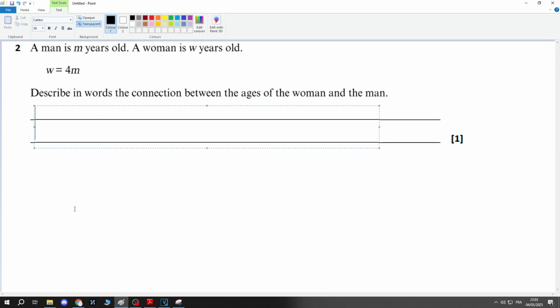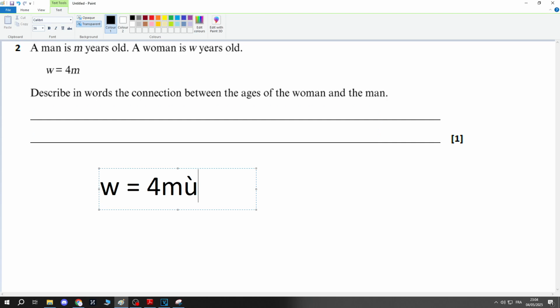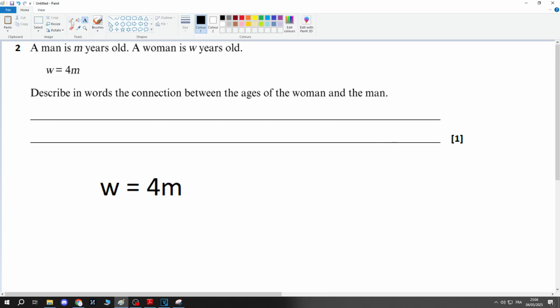So let's jump right into exercise 2, and it reads, a man is M years old, and a woman is W years old. So that gives us the function W equals 4M. Describe in words the connection between the ages of the woman and the man. So let's write this function bigger, right? And let's try to understand what it means. So W stands for the woman's age, right?